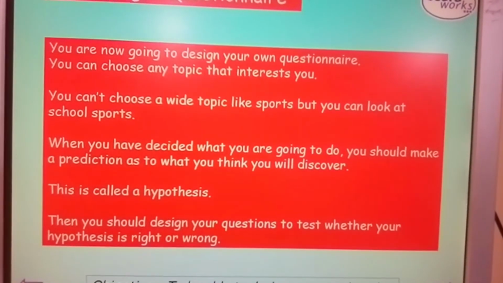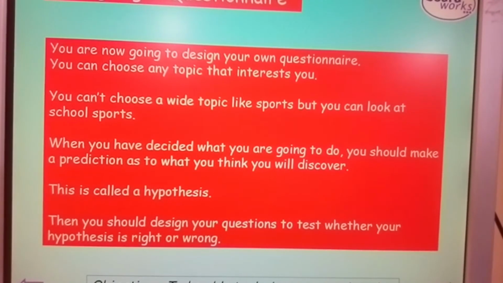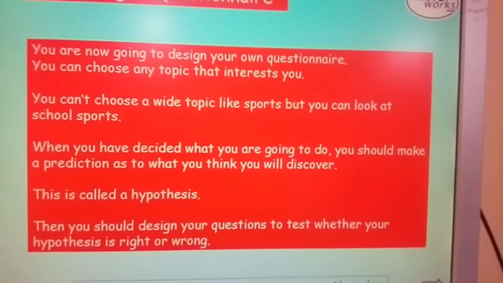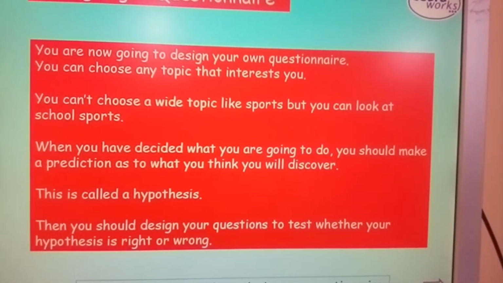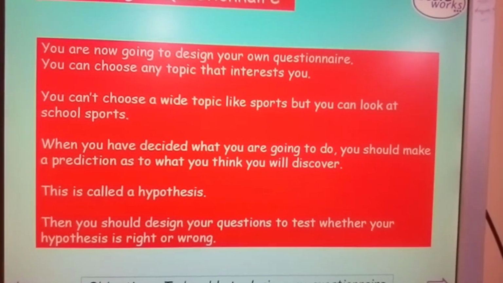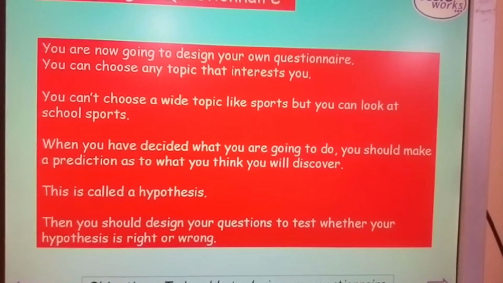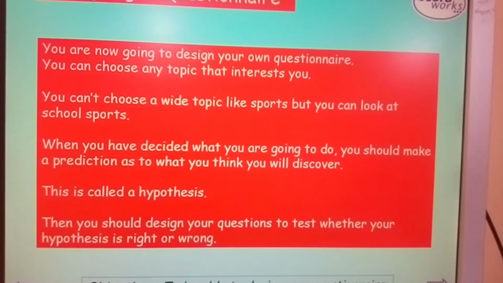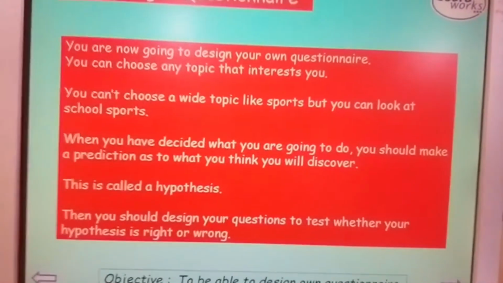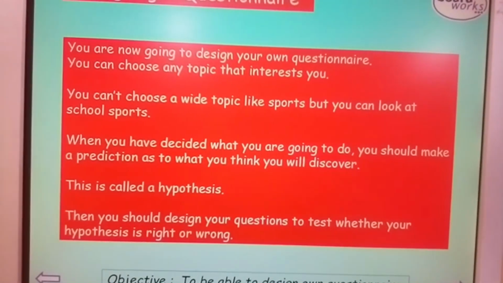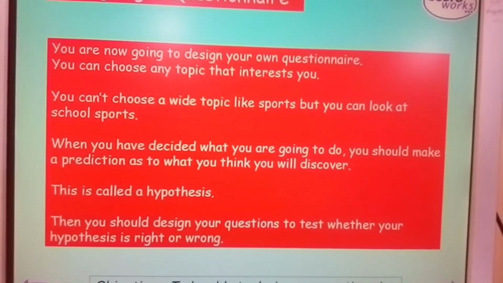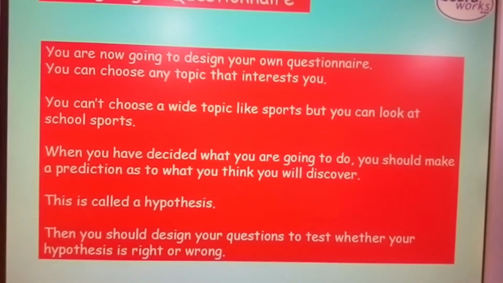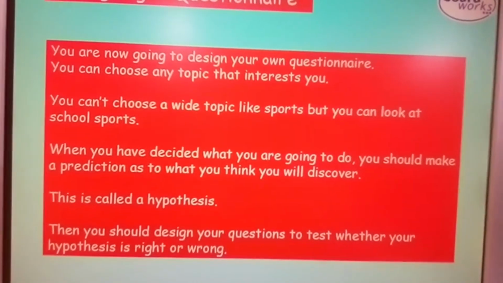Designing a questionnaire. So you're now going to design your own questionnaire. I'm going to leave this here for a little moment, because I think this is something you should try doing yourself. If you can actually apply this to yourself, you will see that it aids you not only in the questionnaire, but also it improves your English structure. Now, the objective at this stage is to be able to design your own questionnaire. So let's go back.